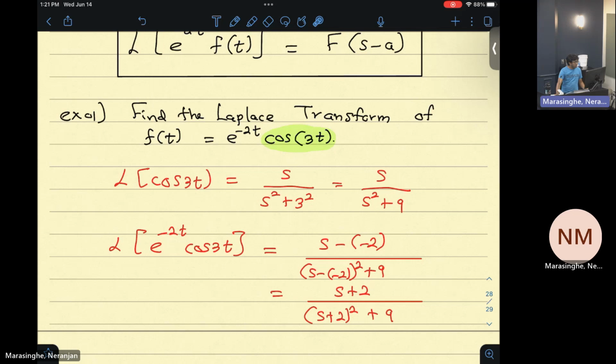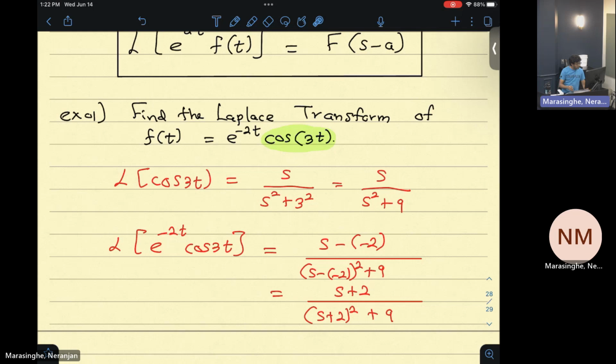Let's look at what would happen in the Laplace domain. Right. So what is the Laplace transform of cosine 3t? I would call that G(s). G(s) is going to be equal to s divided by s square plus 3 square. Okay, this is what you would get, right? So then what would happen to the Laplace transform of cosine 3t if you multiply that by e to the minus 2t?